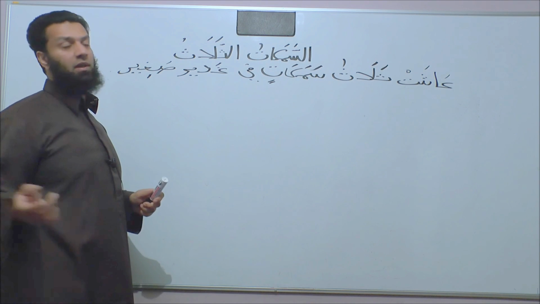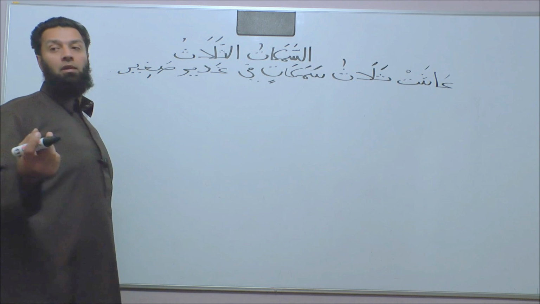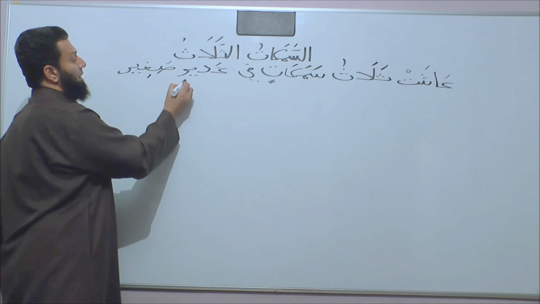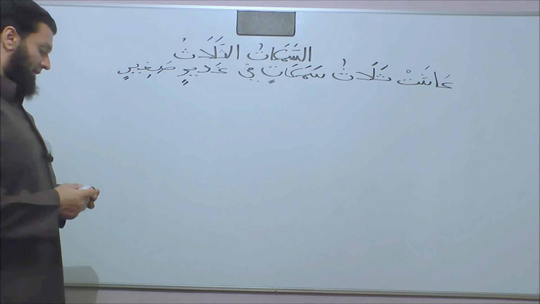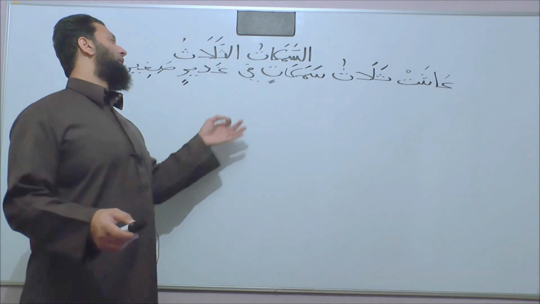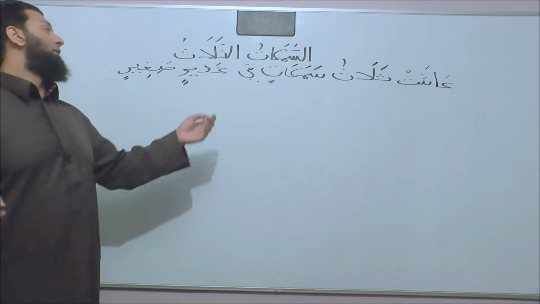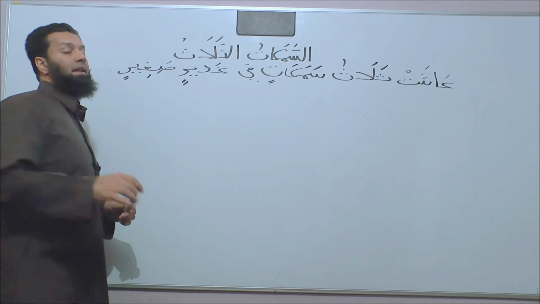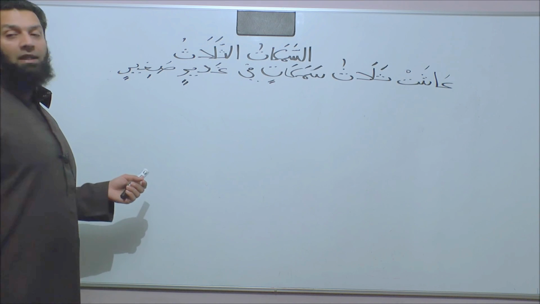Fi is harfu jarrin, and therefore we say fi ghadirin. Does that mean rivers? Ghadirun is a pond. A pond. So we say في غدير صغير. Right? So we begin with a جملة فعلية, classic جملة فعلية. The فعل, the فاعل, and then in a small pond, في غدير, in a pond. صغير is the sifa of ghadirin. So it's just ghadirin, في غدير.